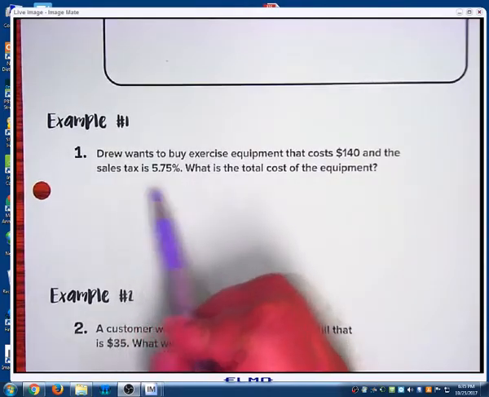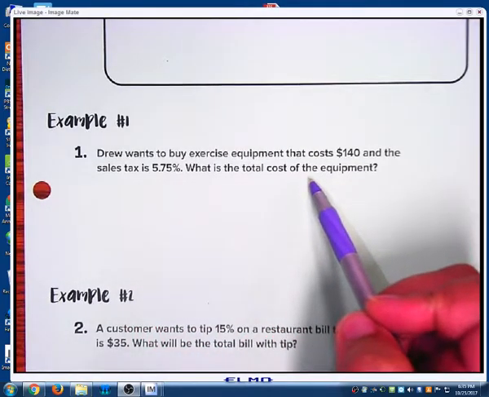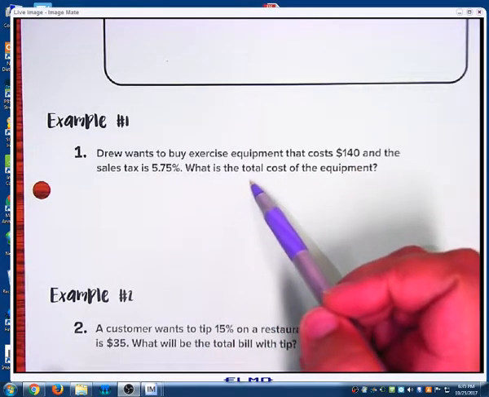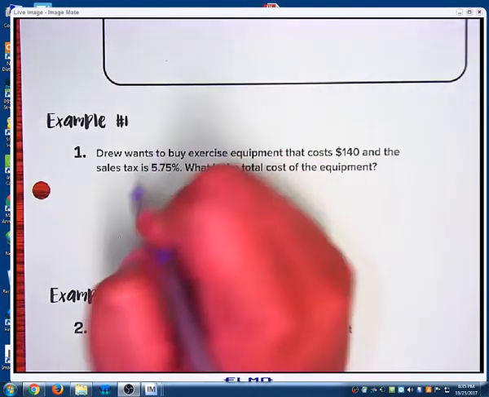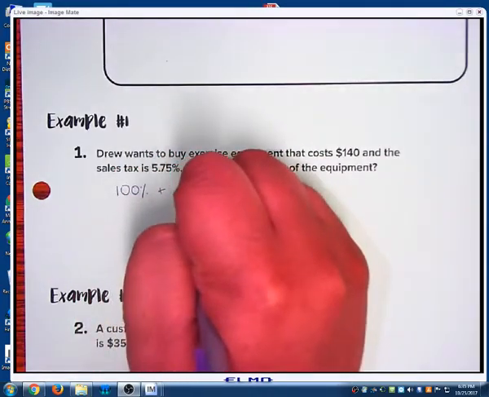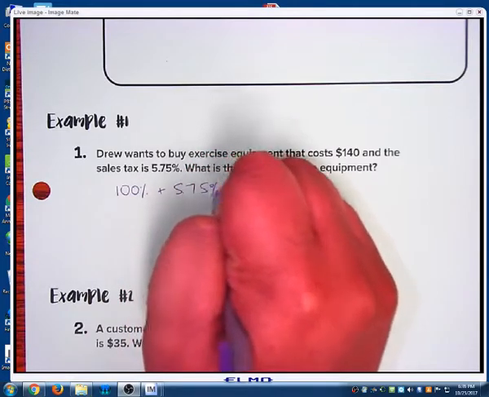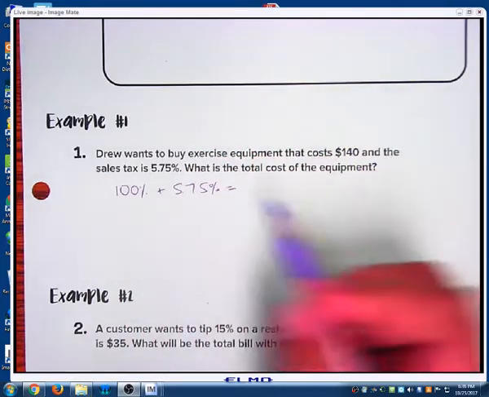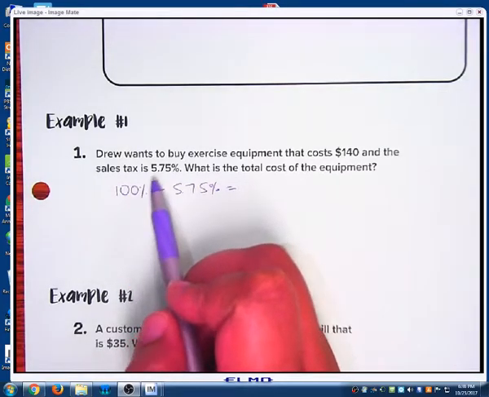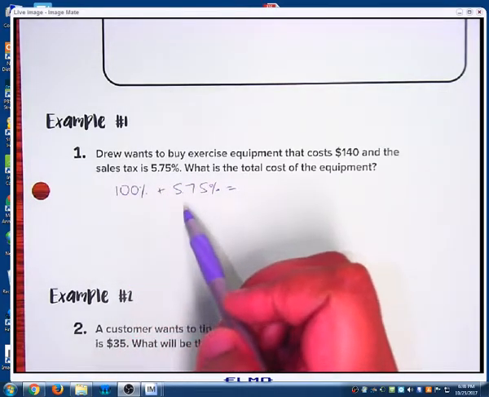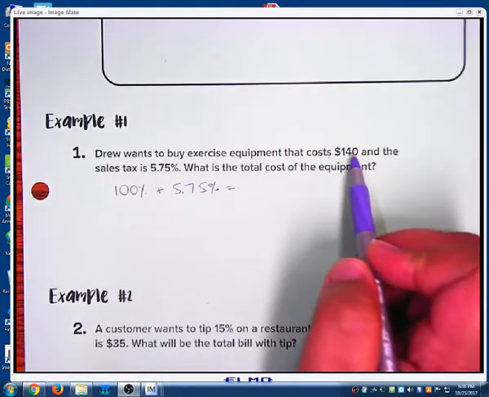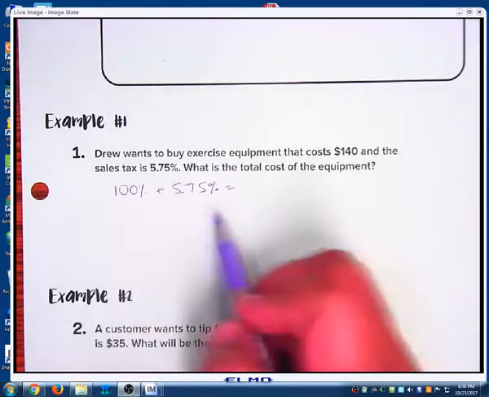So it says Drew wants to buy exercise equipment that costs $140 and the sales tax is 5.75%. What is the total cost of the equipment? So I'm going to start off by writing 100% plus 5.75%. I'm taking my whole, which is always 100%, and I'm adding the sales tax to it, which is 5.75%, because I'm going to end up paying the price plus the tax. So that's what this represents.